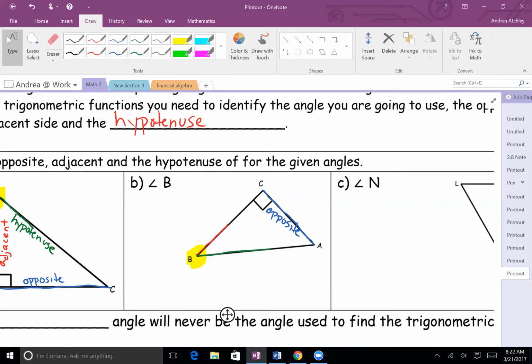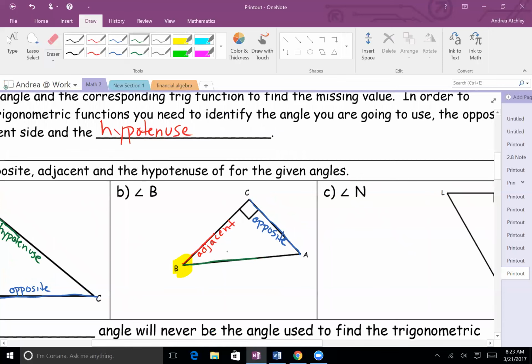Marco, what would be the adjacent side then? CB. CB, very good. It's the non-hypotenuse that makes up the angle. So this is adjacent. And then the green is the hypotenuse. Any questions over that? We're all good? Okay, do the next one on your own.